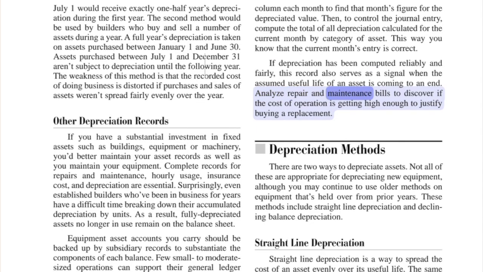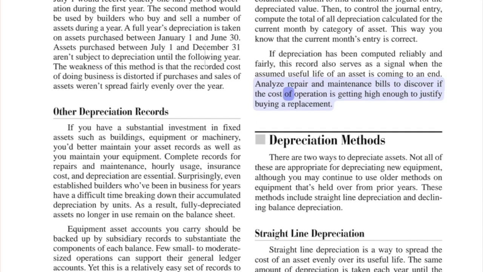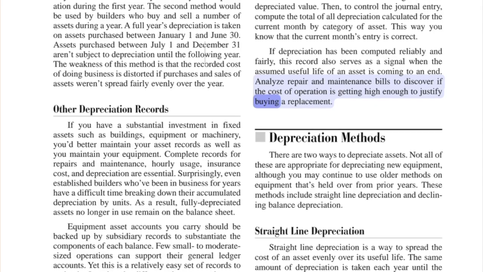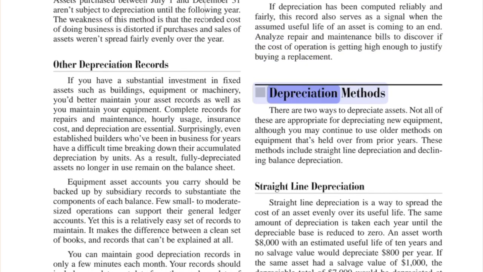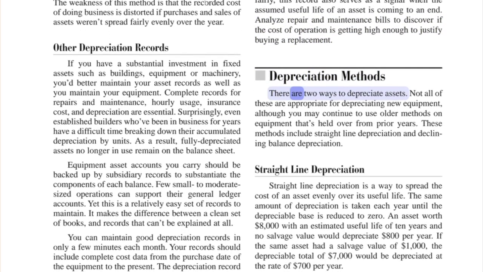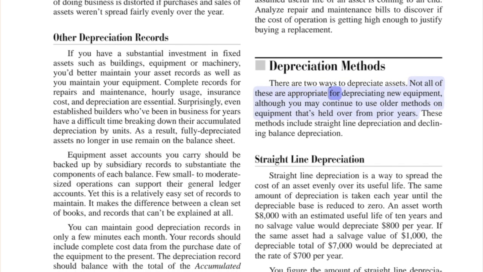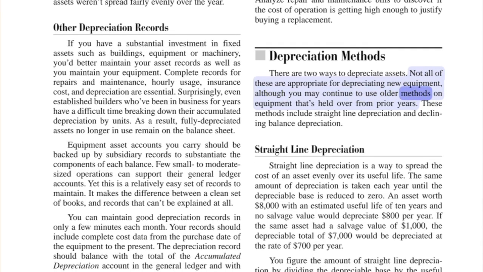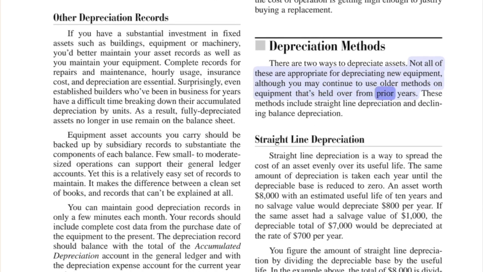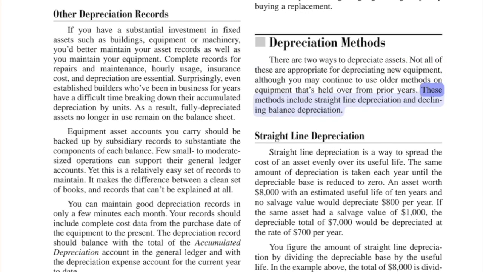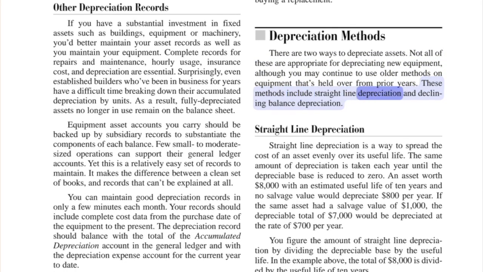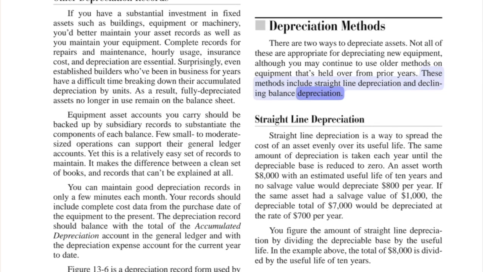Analyze repair and maintenance bills to discover if the cost of operation is getting high enough to justify buying a replacement. Depreciation methods. There are two ways to depreciate assets. Not all of these are appropriate for depreciating new equipment, although you may continue to use older methods on equipment that's held over from prior years. These methods include straight-line depreciation and declining balance depreciation.